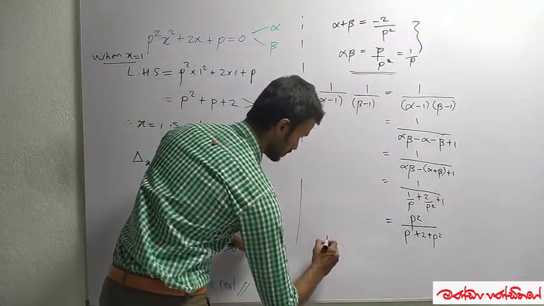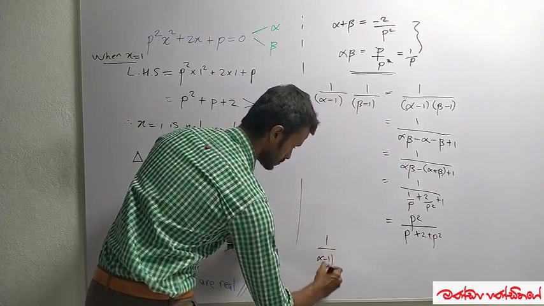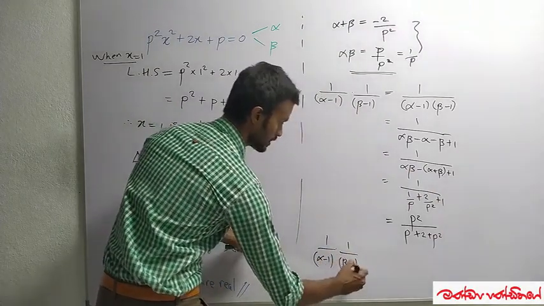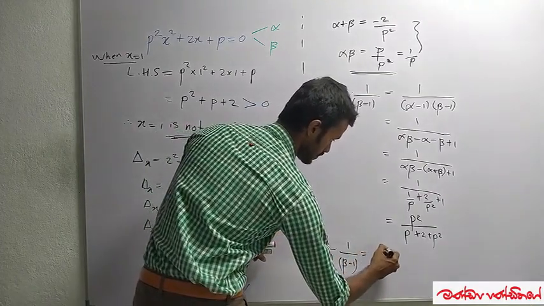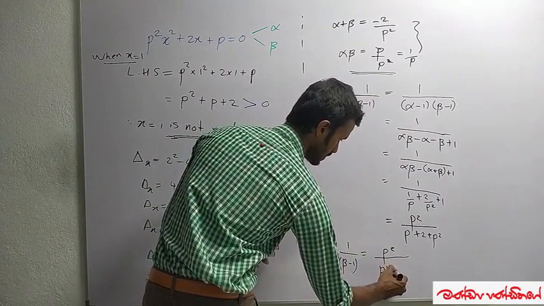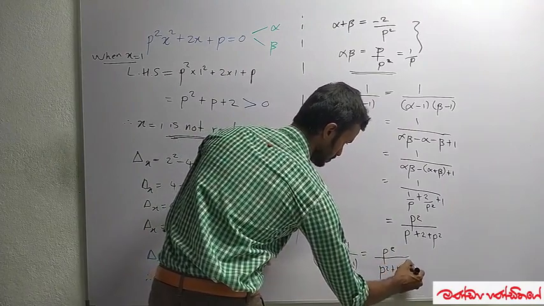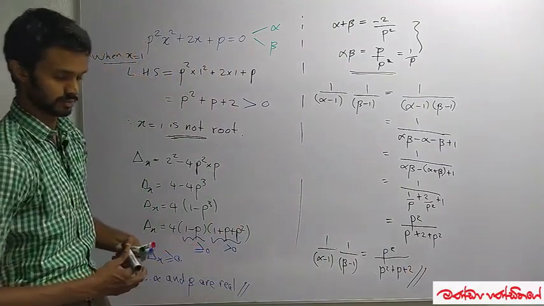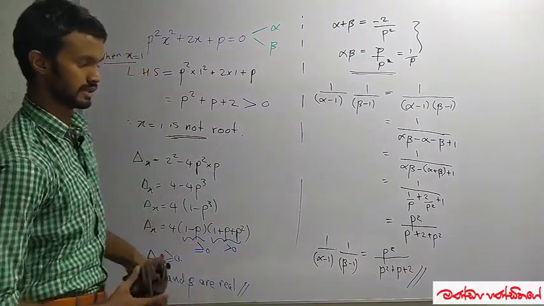So they're asking us to show that 1 over alpha minus 1 plus 1 over beta minus 1 is equal to p squared over p squared plus p plus 2. So I can get the answer in that way.